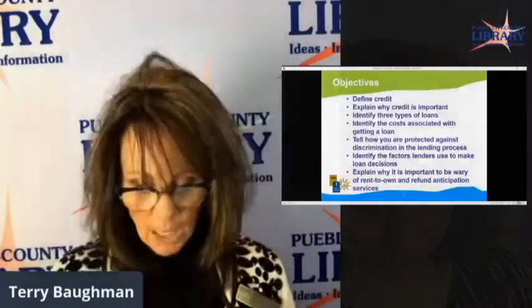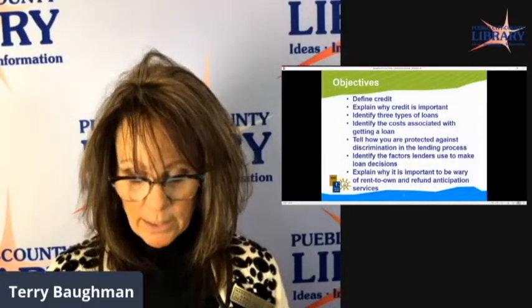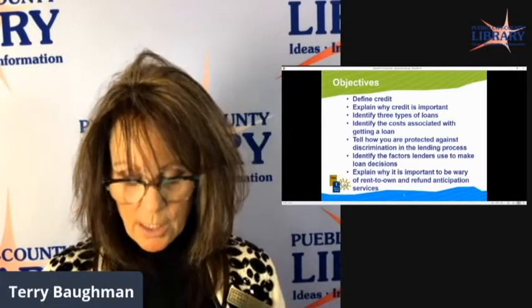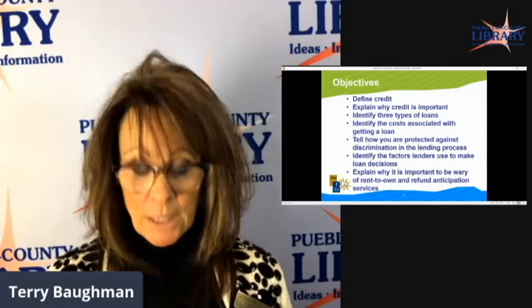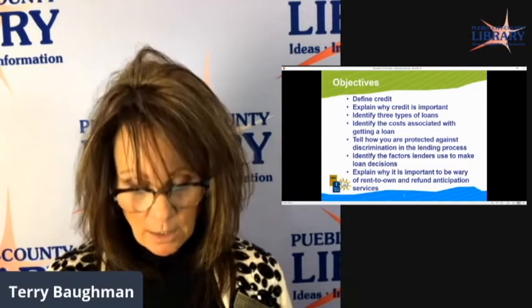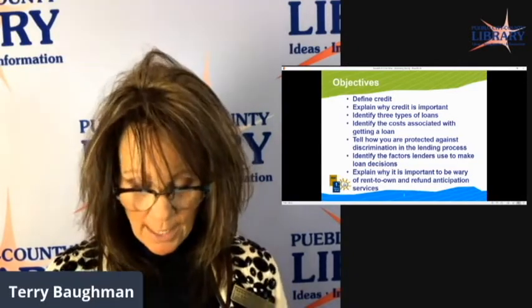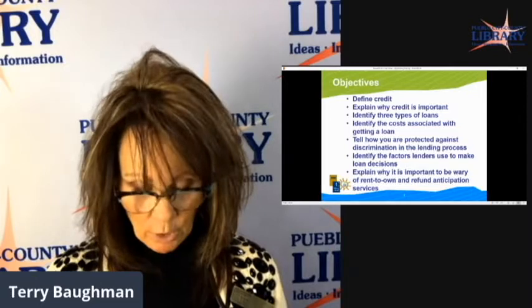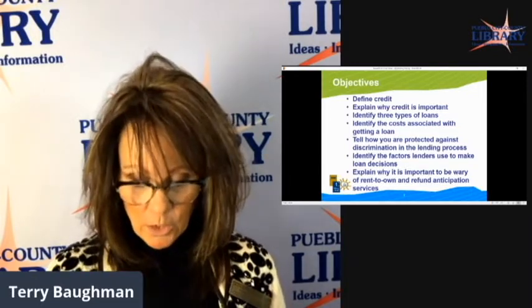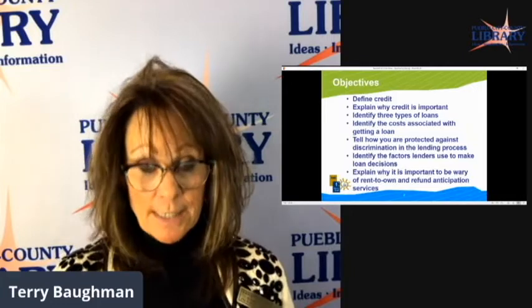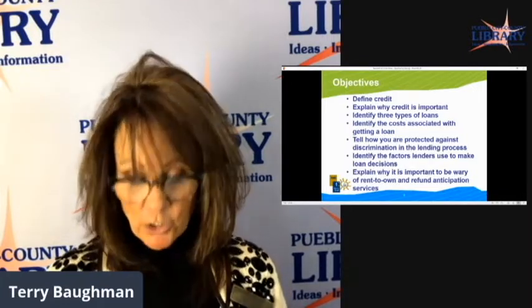Number 5, a loan for which of the following is most likely to be unsecured? Select all that apply. A, a home. B, a car. C, furniture. And D, education or student loan. So a loan that is unsecured would be C, furniture, and D, education or student loan.